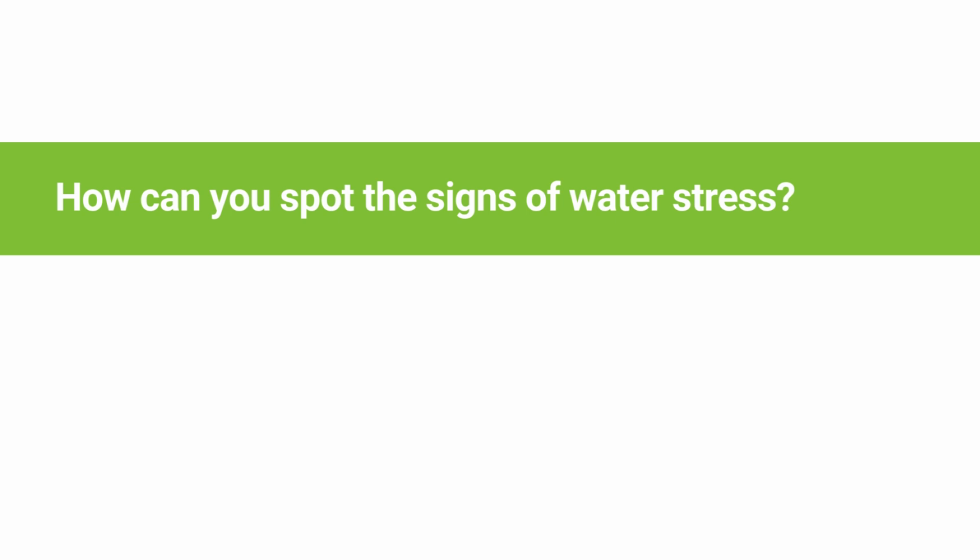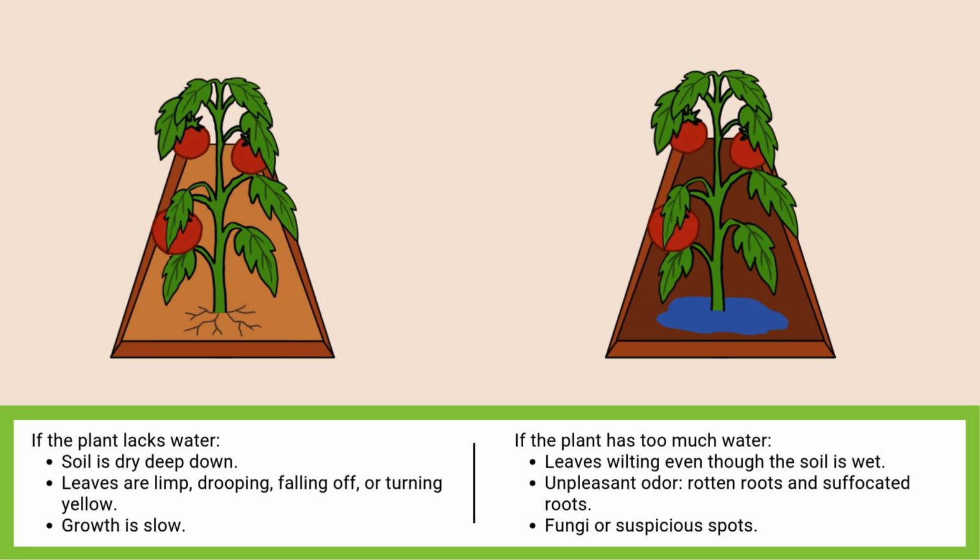How can you spot the signs of water stress? If the plant lacks water, the soil is dry deep down. Leaves are limp, drooping, falling off, or turning yellow. Growth is slow. The plant has too much water. Leaves wilting even though the soil is wet. There will be an unpleasant odor, rotten roots and suffocated roots, fungi or suspicious spots.